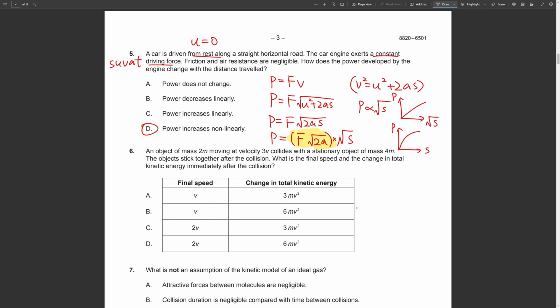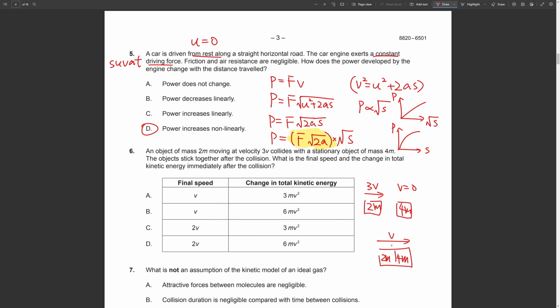In question 6, we have an object of 2m and it is moving at 3v towards a stationary 4m object. Then, after they collide, they'll be moving together, which means it's a 2m and 4m combined object moving at a final velocity, unknown.